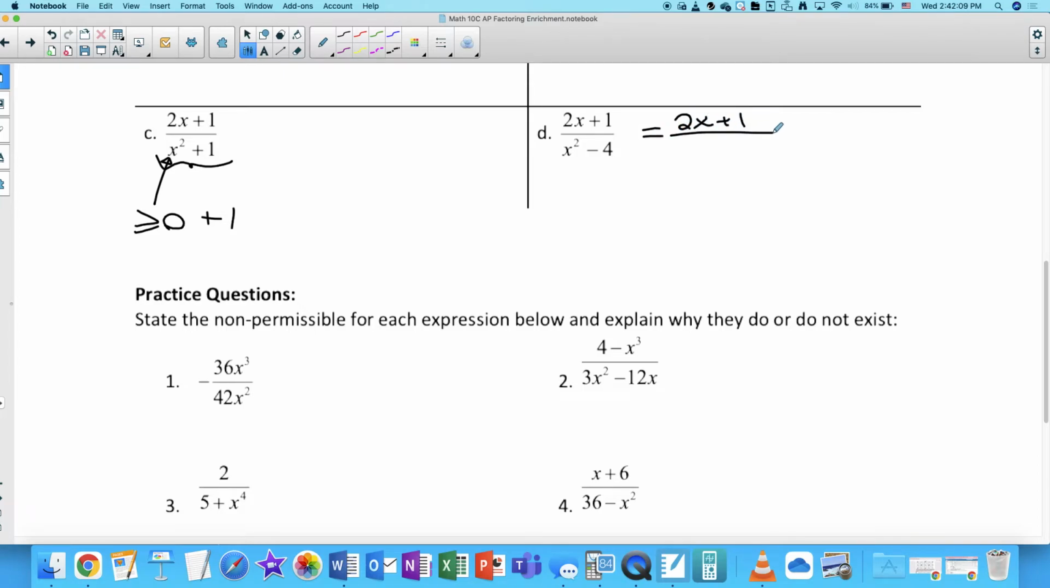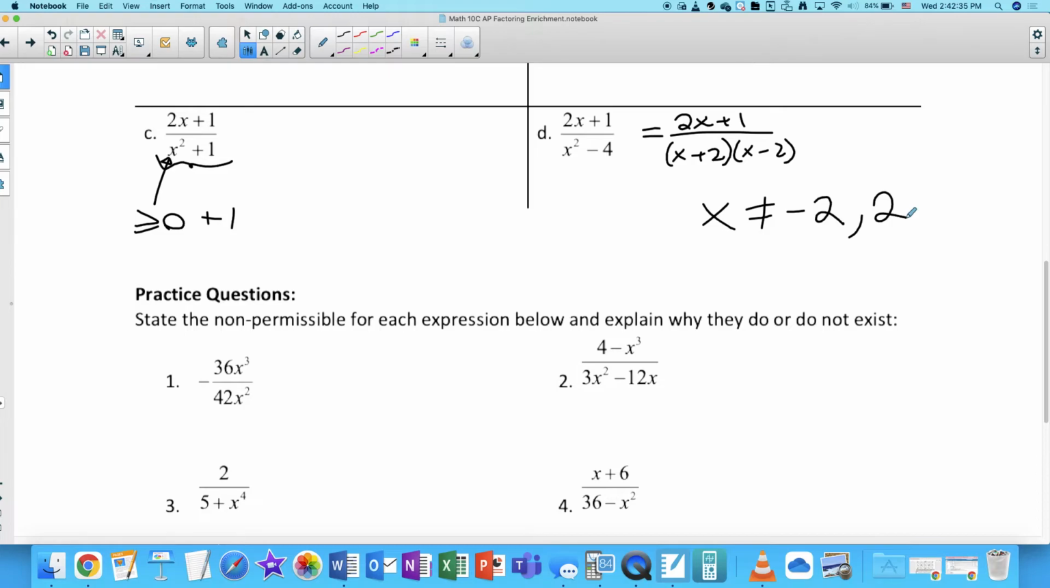this is a difference of squares. Right? So from this factor, the value of x that would make this 0 is negative 2. So x cannot equal negative 2. From this factor, x cannot equal 2. That's interesting.